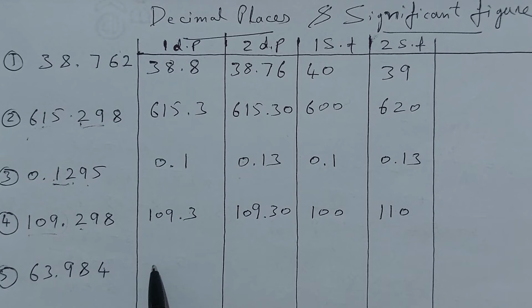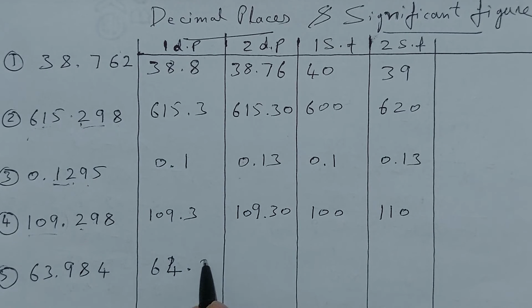So 1 decimal place, 63. Now it won't be 3. Wait. So if you see this number is a bigger number, it will give 1 to that. That 1 will become 10, 9 will become 10, 10 will give 1 to that, so that will become 4. So that will be 64.0. Bit a tricky one.